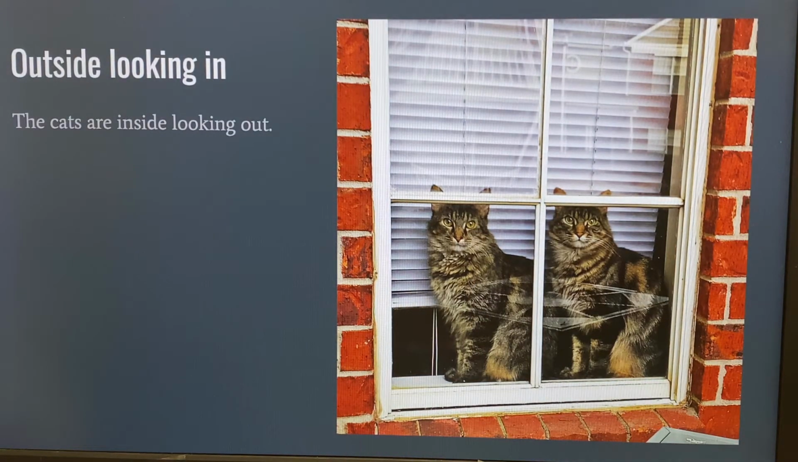This photograph gives us the impression that we are standing outside of a house, because I can see the bricks on the outside of the house and the outside window frame, and we're looking in. This one is funny though, because we have cats looking out at us at the same time. So there's two different perspectives. We're looking at them, and then their perspective of them looking at us.